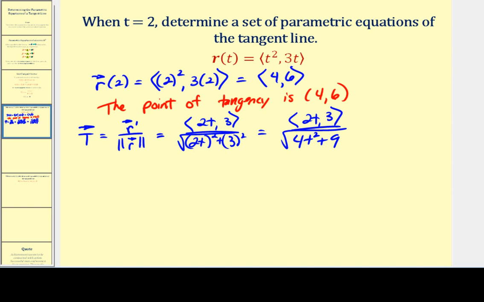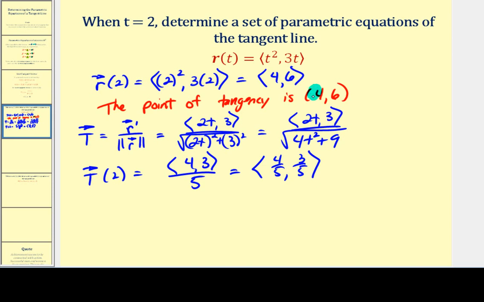So let's go ahead and evaluate this at t equals 2. So we'd have 2 times 2, that's 4. The y component would be 3. Then we'll divide by the square root of 4 times 2 squared, that's going to be 16 plus 9. Square root of 25 would be 5. So the unit tangent vector at t equals 2 would have an x component of 4/5 and a y component of 3/5.